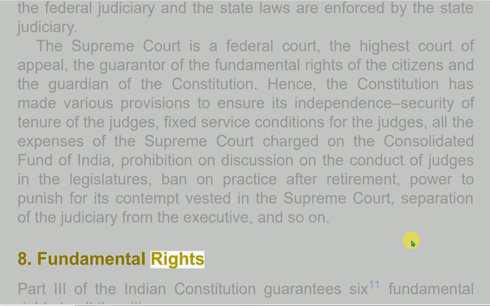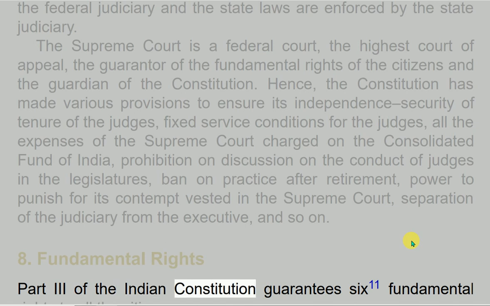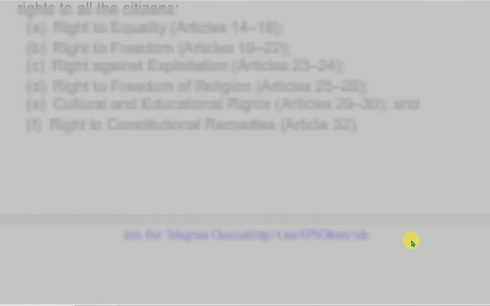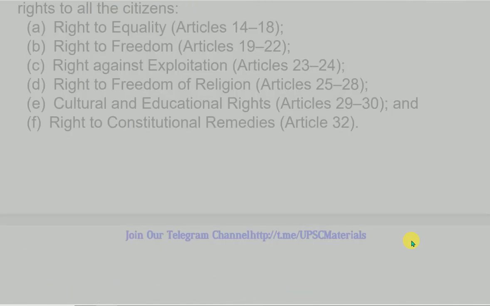8. Fundamental rights. Part 3 of the Indian Constitution guarantees six fundamental rights to all the citizens. A. Right to equality, Articles 14-18. B. Right to freedom, Articles 19-22. C. Right against exploitation, Articles 23-24. D. Right to freedom of religion, Articles 25-28. E. Cultural and educational rights, Articles 29-30. And F. Right to constitutional remedies, Article 32.